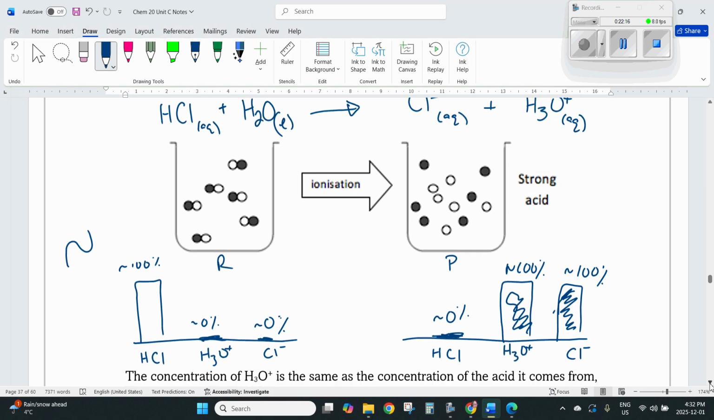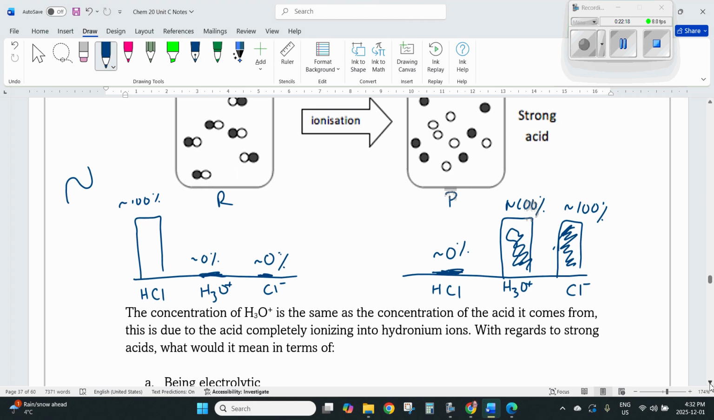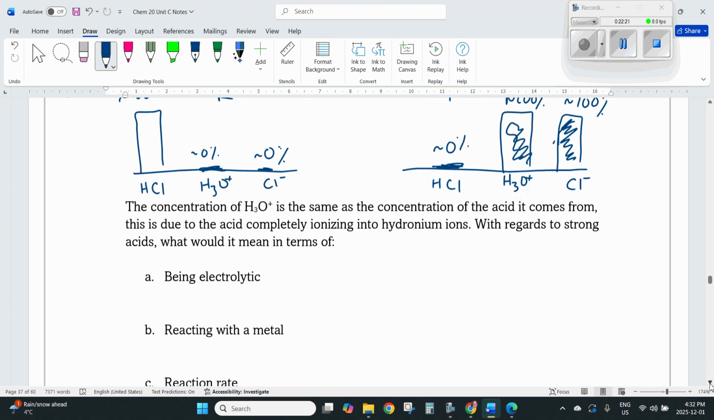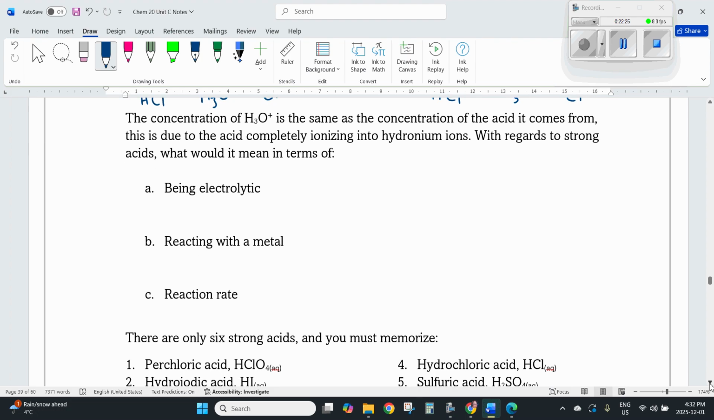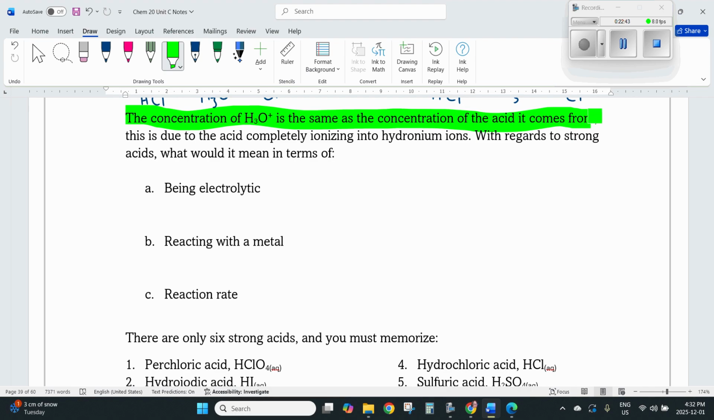Before I finish, strong: the concentration of the hydronium ions is the same as the concentration of the acid it comes from. That is really, really important. This will become important when we start doing calculations at the end. I would take a highlighter and highlight this: the concentration of the hydronium ions is the concentration of the acid that it comes from, as long as it is a strong acid.